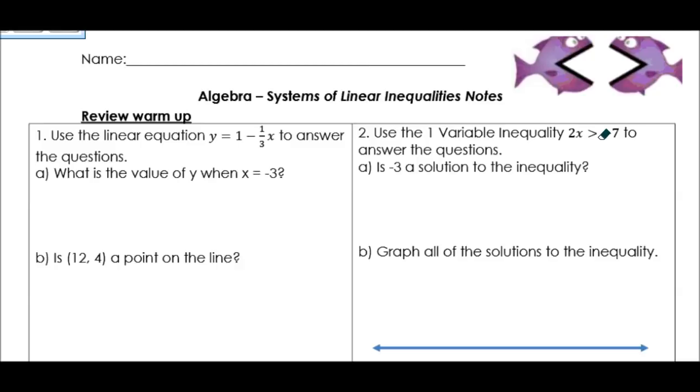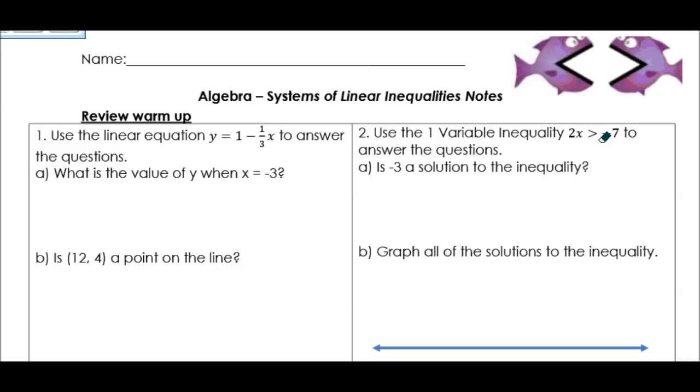But now we're going to have a linear inequality, which means it's going to have an x and a y that we can then graph on a coordinate plane. So instead of just using a number line for an inequality, we're going to be talking about an inequality represented on a coordinate plane, and more than that, we're going to be talking about systems of linear inequalities, so two linear inequalities on a graph at the same time.